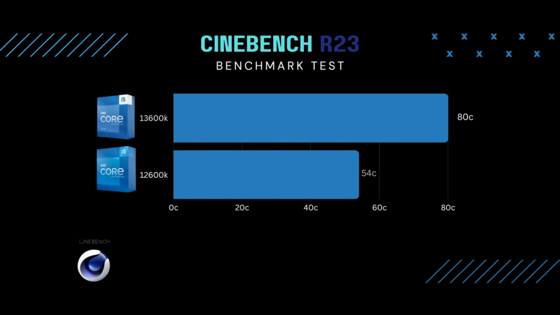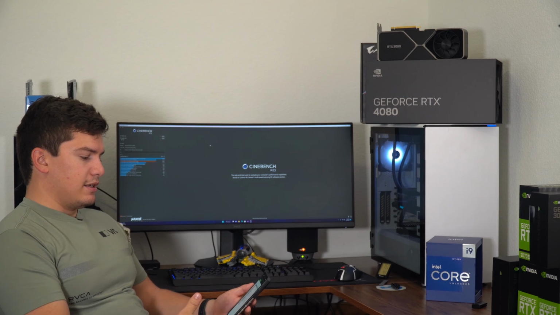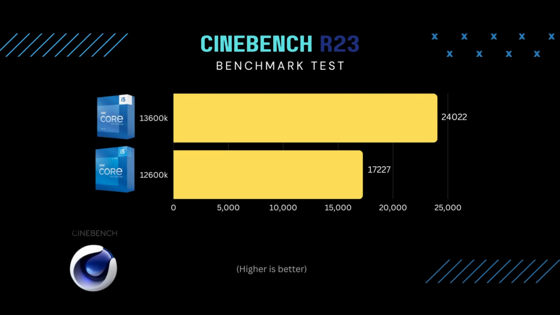So the max temp on the 13600K was 80 degrees Celsius versus 54 degrees Celsius on the 12600K. The fact that the 13600K can use more power means it's gonna generate a lot more heat. The upside of that is that you did score way better. So I got 24,022 on the 13600K, and on the 12600K, I got 17,227. That's a pretty crazy increase from last year's model.